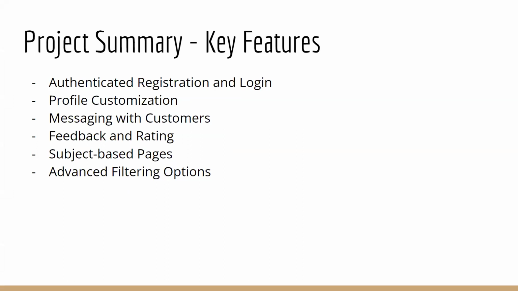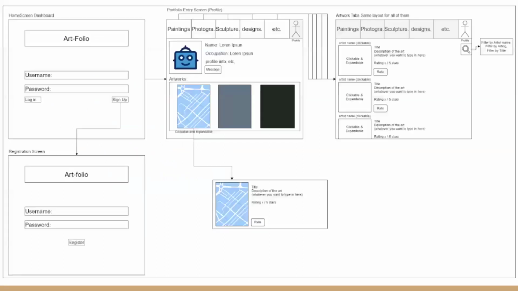Subject-based pages. Organized pages categorized by subjects such as painting, photography, sculpture, etc. Dedicated sections for each art form, providing users with a curated browsing experience. Advanced filtering options, robust searching functionality enabling users to search by title, artist name, or keywords. Filter options to refine search results based on ratings. All right, and then here's the layout.